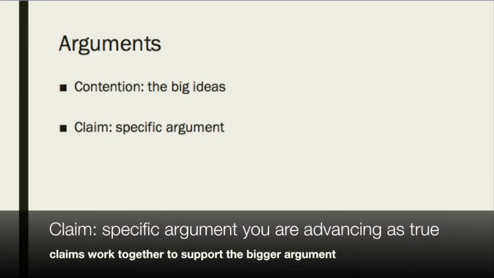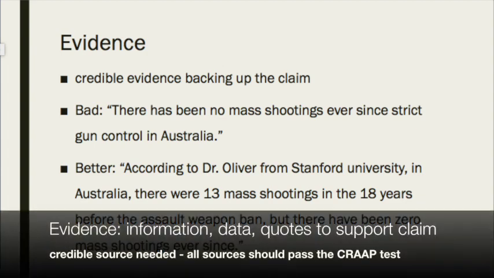Under those contentions, you have claims, which are the specific arguments you make. And under each claim, there needs to be evidences, warrants, and impacts. The evidence is information, data, or quote you provide to back up your claim. Somewhere in there, you need to state where this piece of evidence came from to establish credibility.